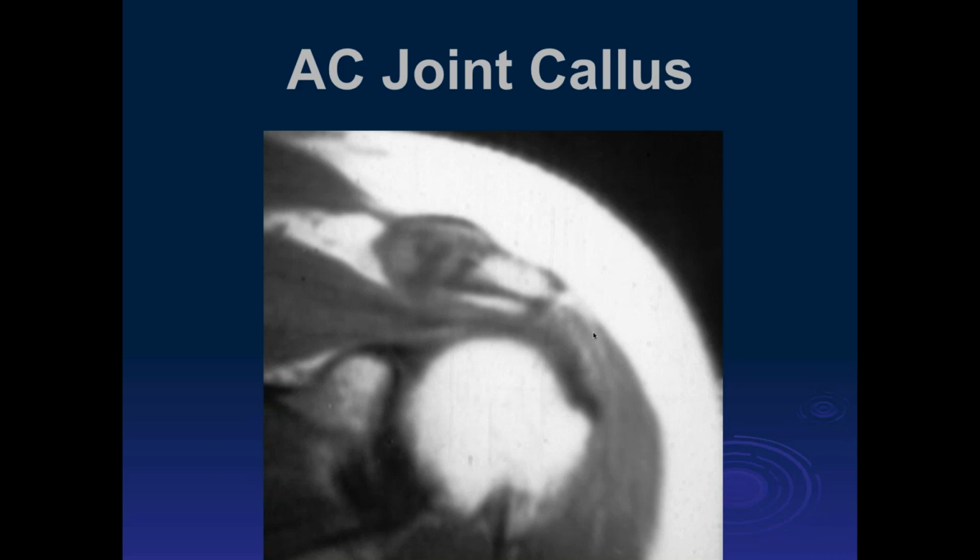So you can just get fibrous hypertrophy around the AC joint, which can also press down upon the supraspinatus tendon and cause irritation to the supraspinatus tendon as well. So AC joint callus can also do it.